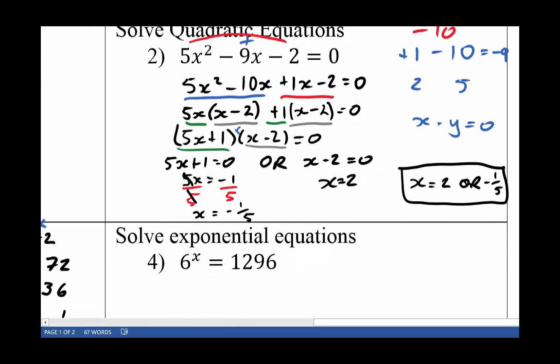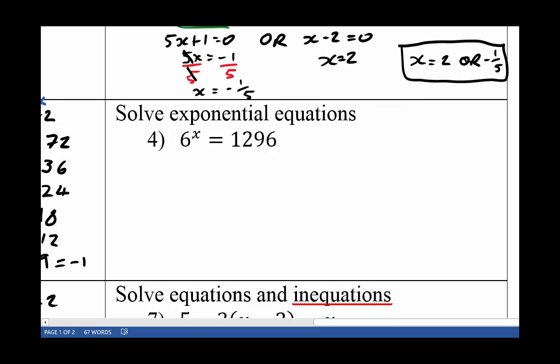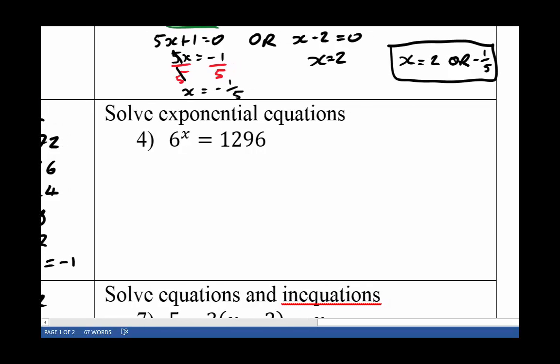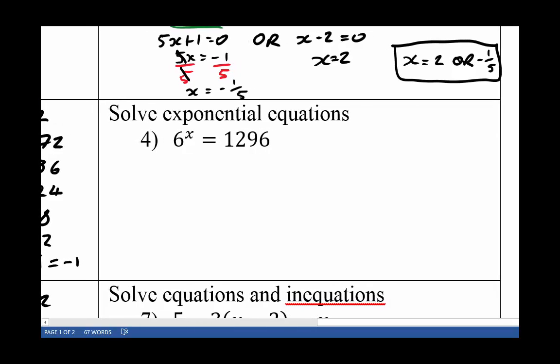Next question, solving these. Now, hopefully you see this and you're like, okay, I know how to do this. It's logs. If there's an x up here, I need to log it to be able to figure it out. So I'm going to log both sides. Log 6 to the x equals log 1296. So I've logged both sides. Now I can bring that x down and put it in front.